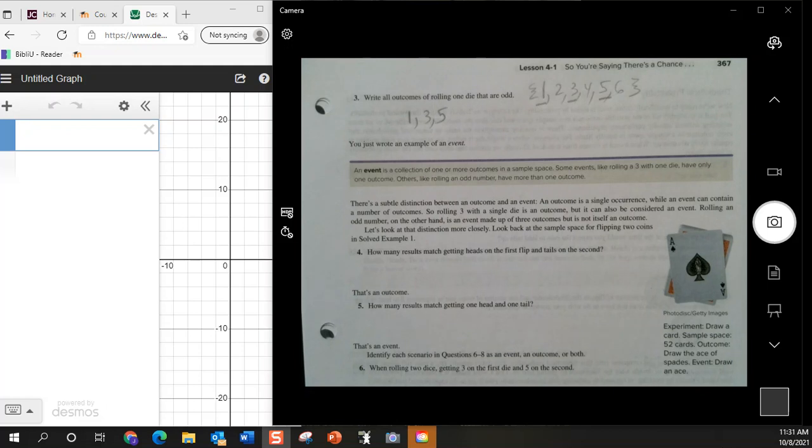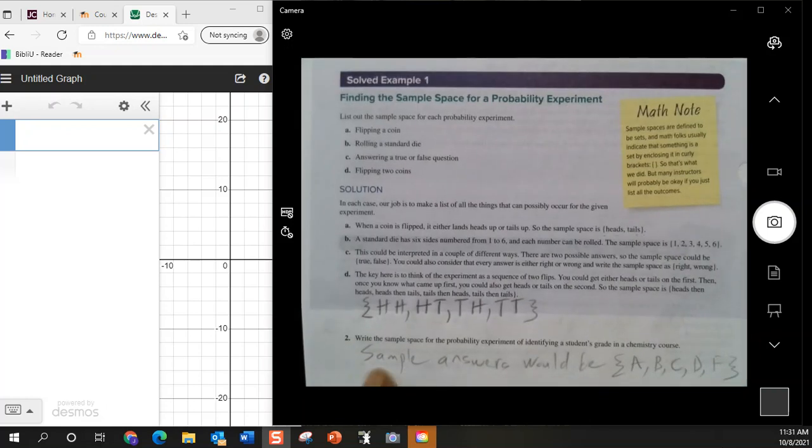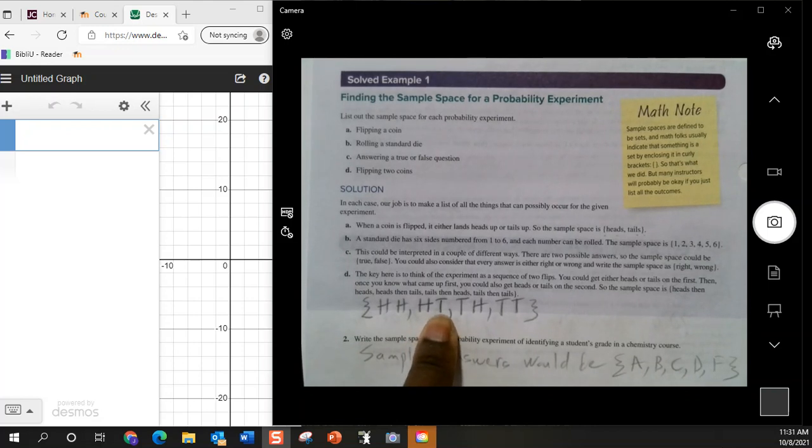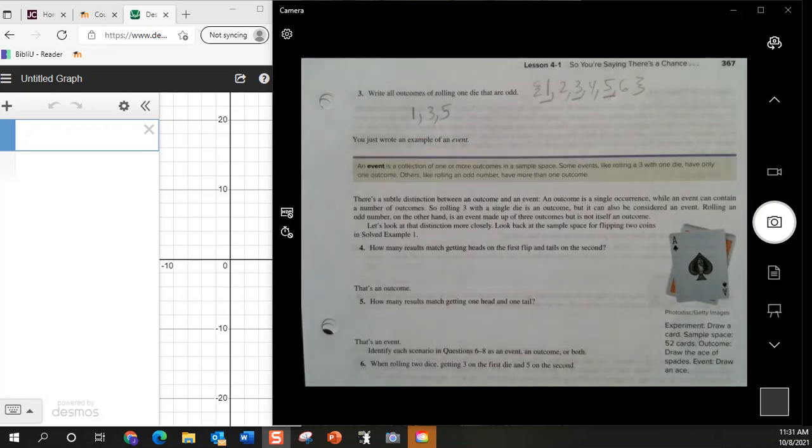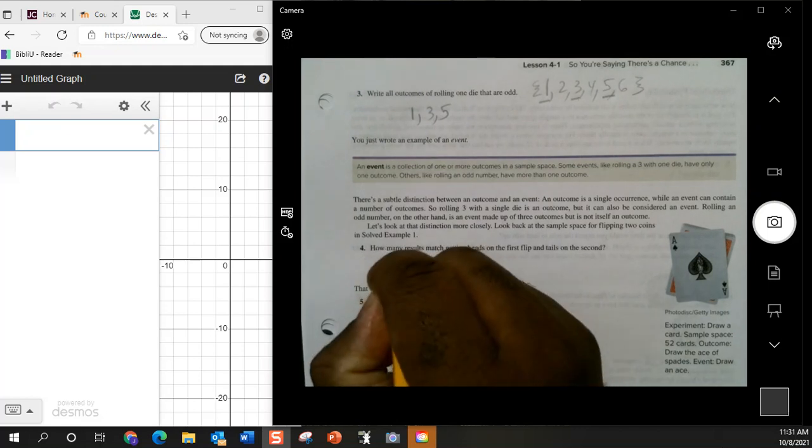Look back at the sample space for flipping 2 coins and solve example 1. How many results match getting heads on the first flip and tails on the second? Okay, if we look back on the previous page, I wrote out the sample space. They said heads on the first, tails on the second. So with that being said, we only have 1. So it'd be just 1.